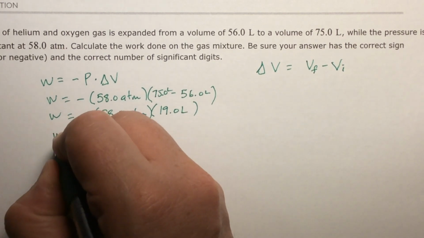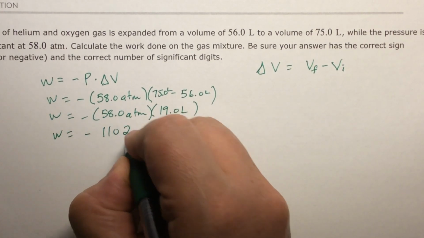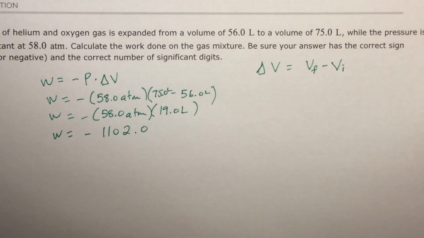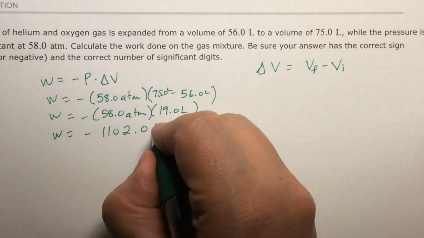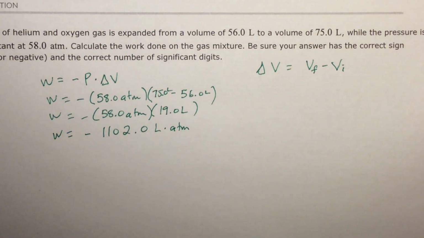So I've got work equals minus 1102.0, and that's in liters times atmospheres. Liters times atmospheres is one way to express gases. Volume times pressure is going to equal some temperature, and so you can express things in terms of liters and atmospheres.